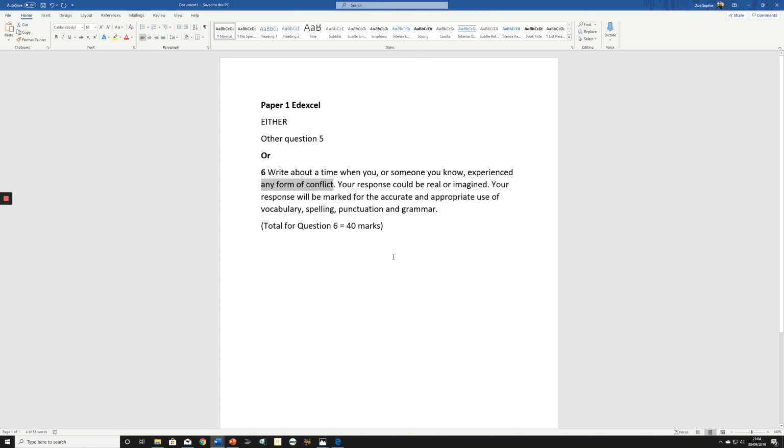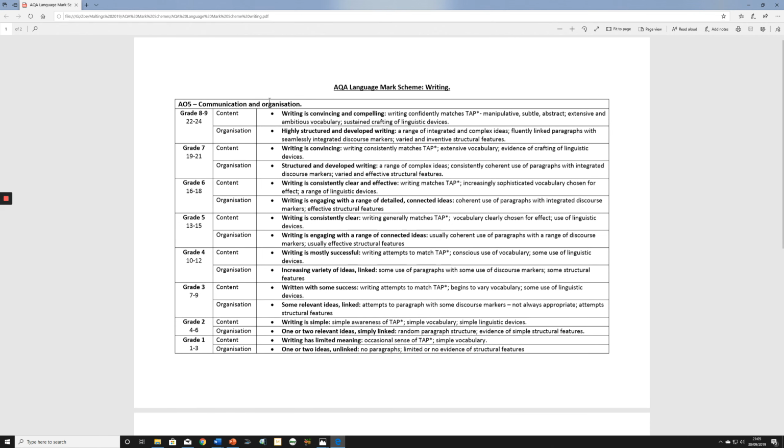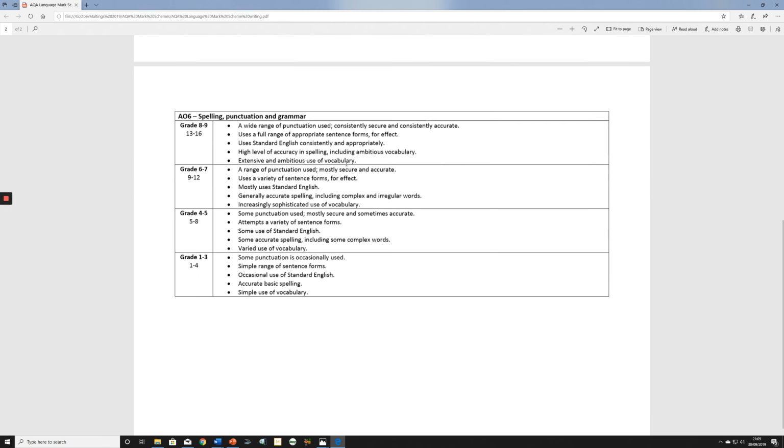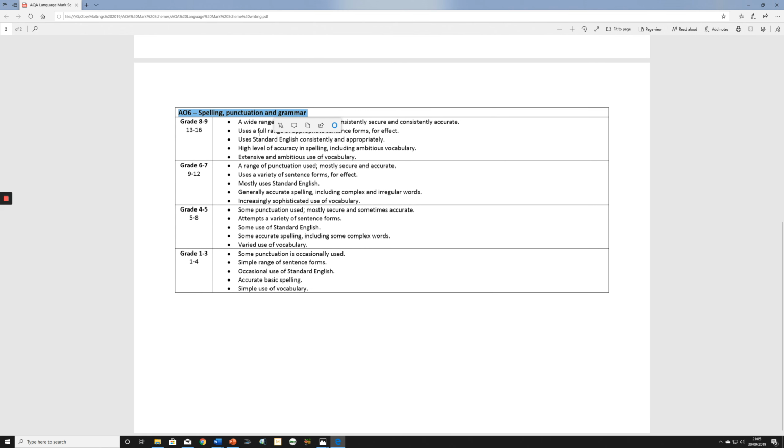Well, of course, I find the best ones contain elements of things we know, but are often crafted to fit the scenario of the question. Your response will be marked for the accurate and appropriate use of vocabulary, spelling, punctuation, and grammar. I think these AOs are the same on both. You get 24 marks for communication and organisation, content and organisation as well, how good what you've written is, and how well you sequenced it. And that includes vocabulary, which I mentioned before in my previous videos and recordings.